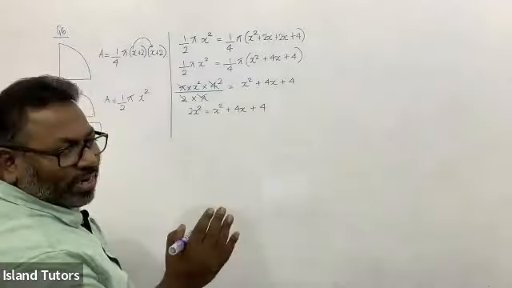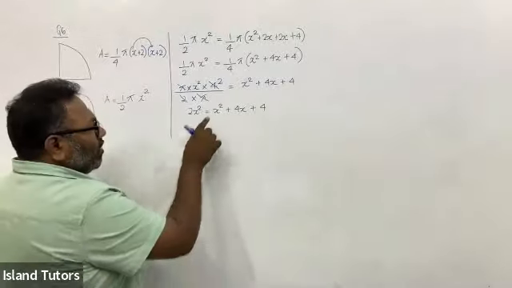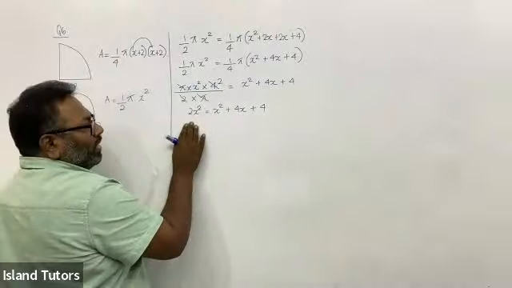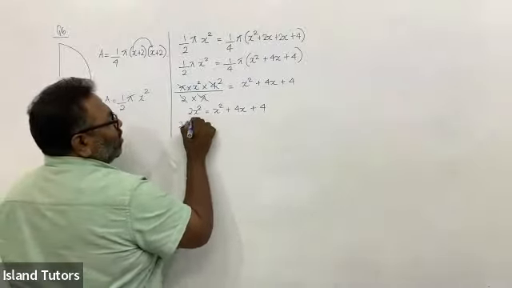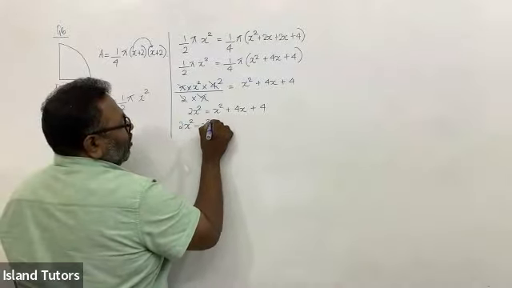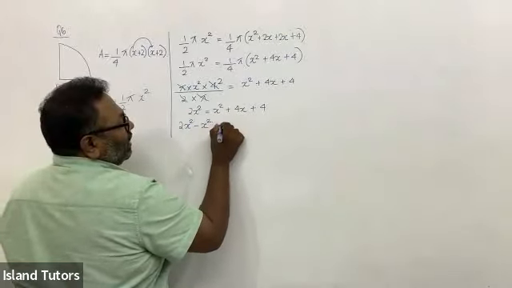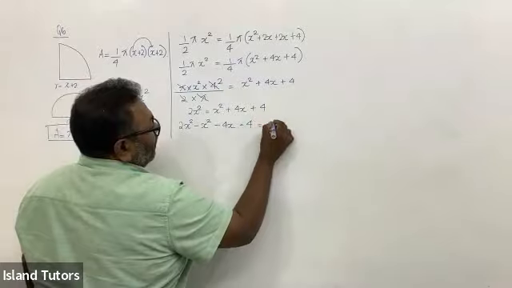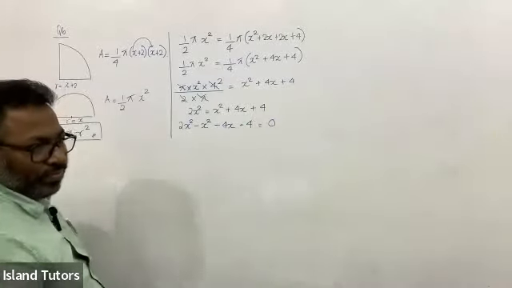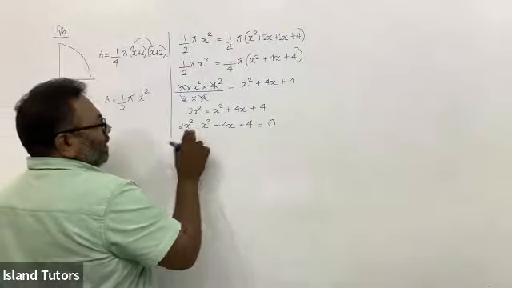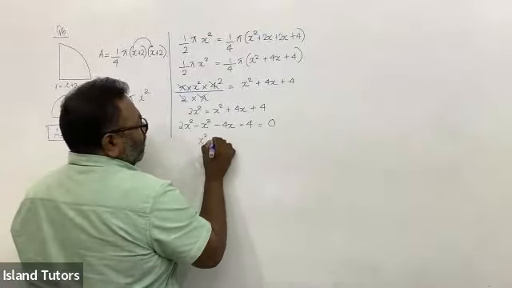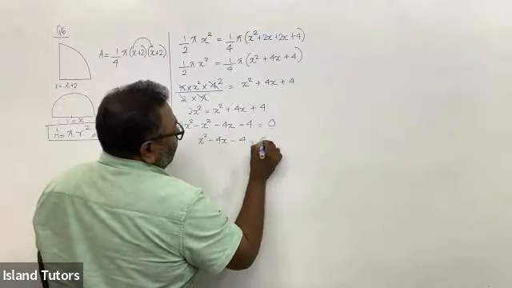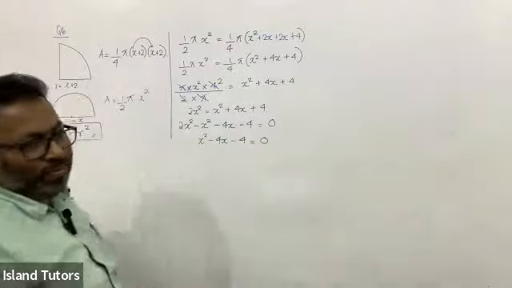Okay. You need to write a quadratic equation. That's what they say. So take the x squared to this side, take the 4x to this side, 4 to this side. So 2x squared minus x squared, 4x comes to this side minus 4x, 4 comes to this side minus 4 is equal to 0. 2x squared minus x squared is x squared minus 4x minus 4 is equal to 0.